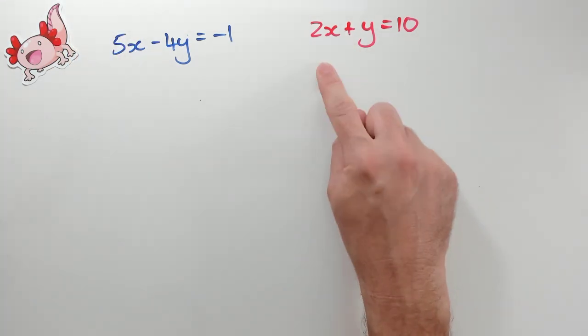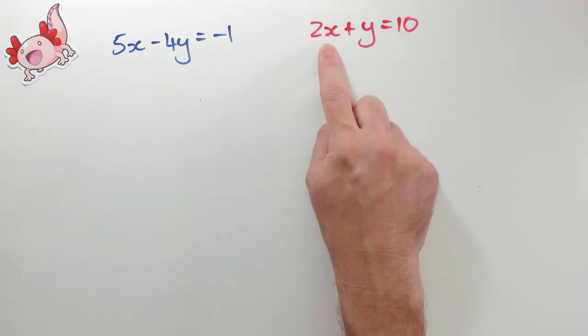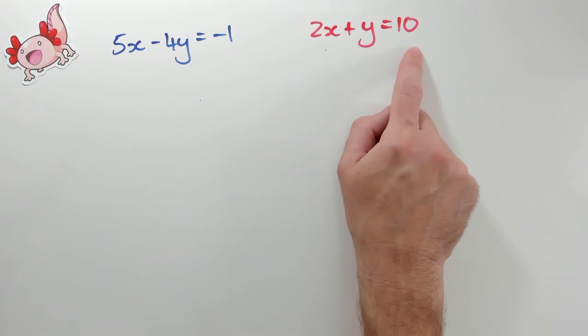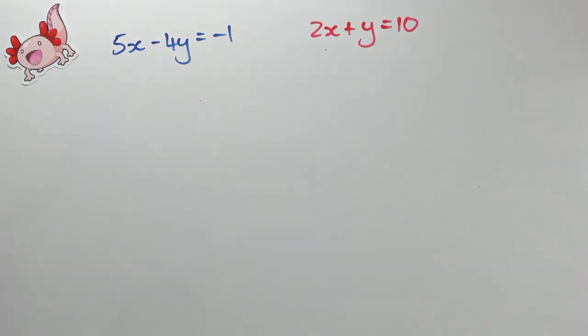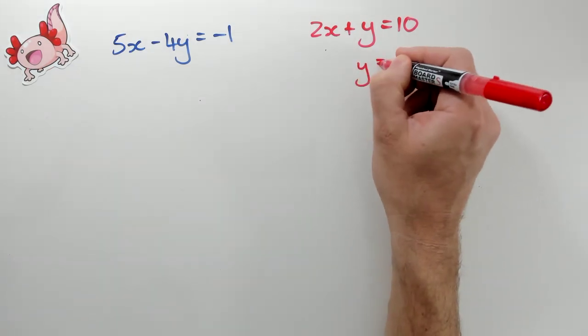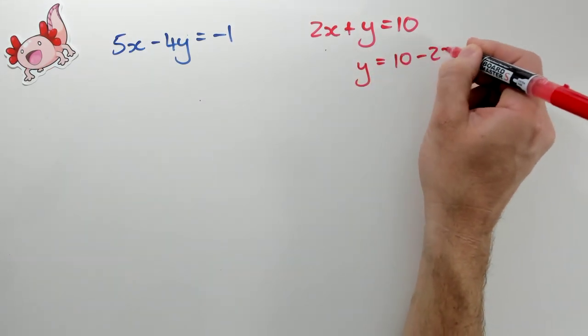So in the other equation, again, I can make x the subject, but then I'll have to divide by 2, and then I'll have half a y and the 5. So this is probably the best bet, making y the subject, because that's so quick. It's just saying y equals 10 minus 2x.